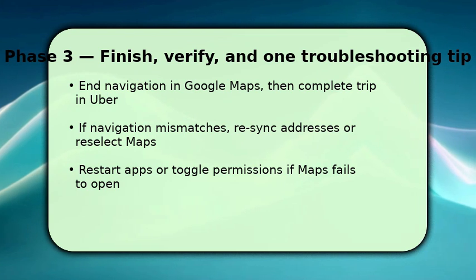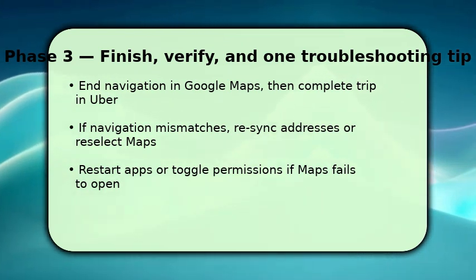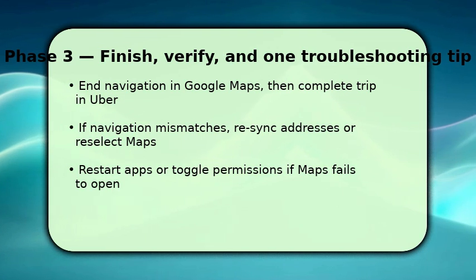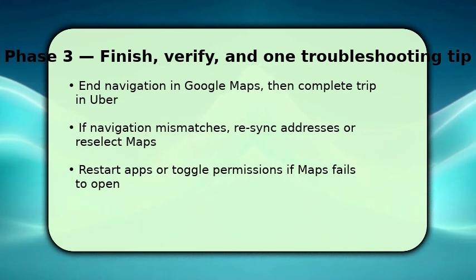If Google Maps won't open from Uber, restart both apps, check permissions, and reboot the phone if needed. For persistent failures, clear app cache or reinstall the app. Those steps usually restore proper linking.